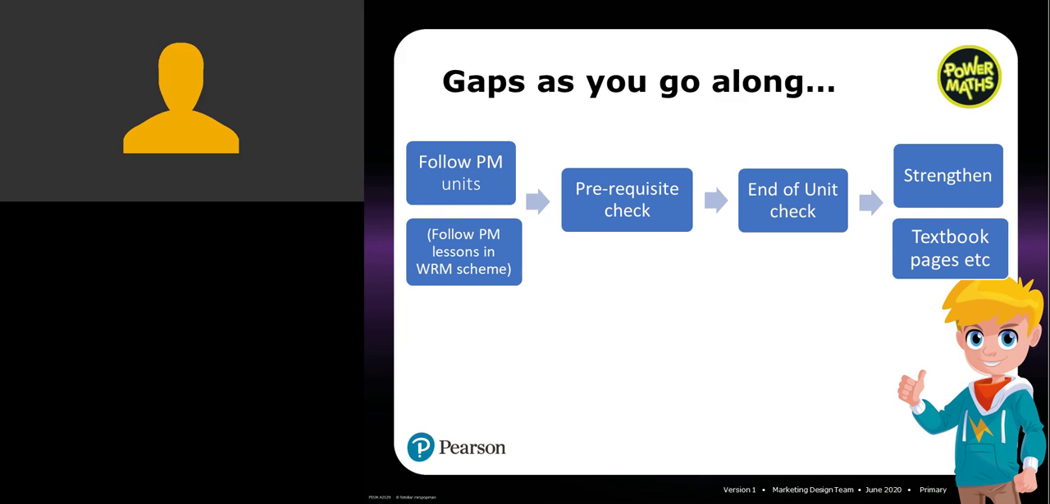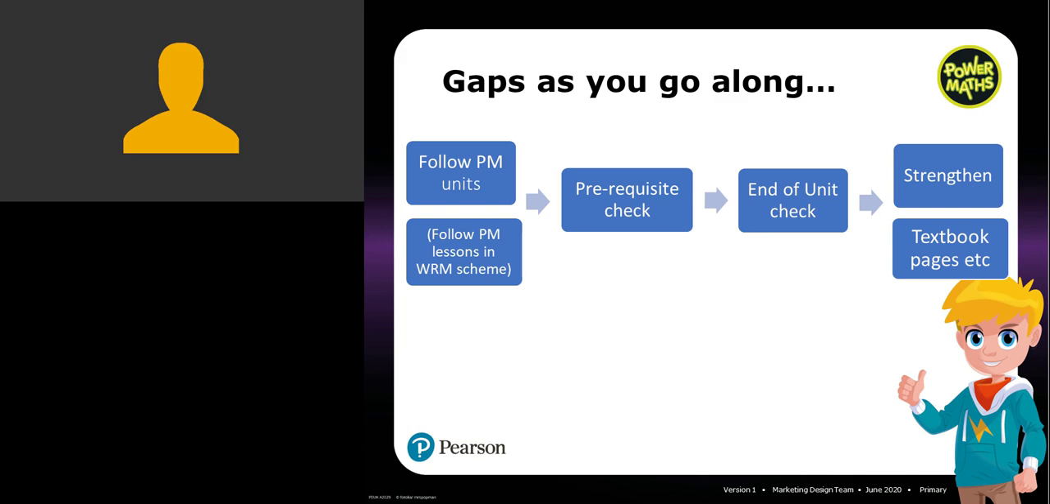So if you're following the Power Maths units anyway, you can use the prerequisite for each unit to go back and look. For instance, if you're starting year 5 with the place value unit, the prerequisite unit, let's say an obvious example, will be the year 4 place value unit. So you could use the end of unit check from the year 4 place value unit to help you see how confident children are with that learning.